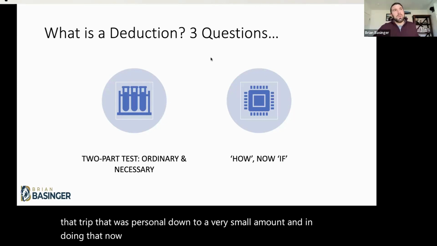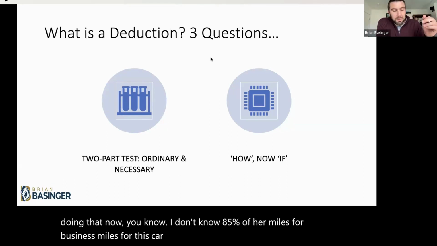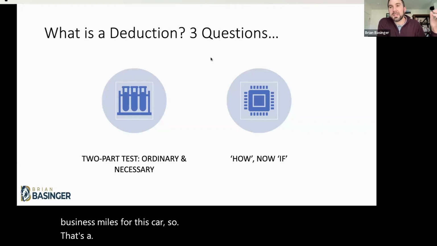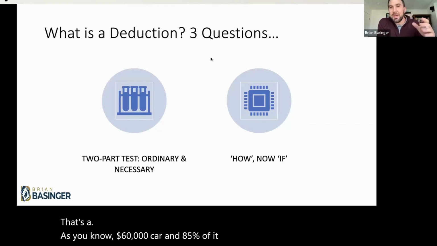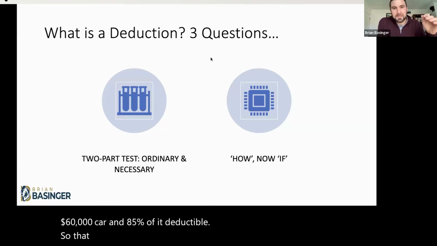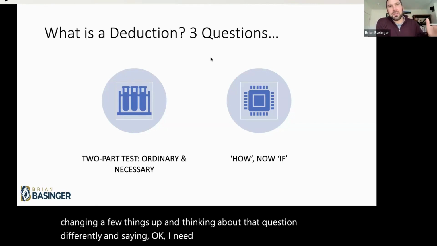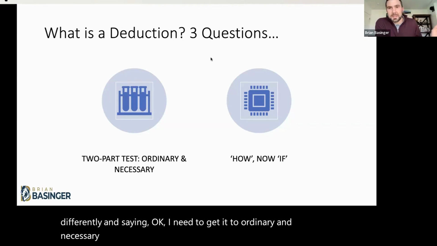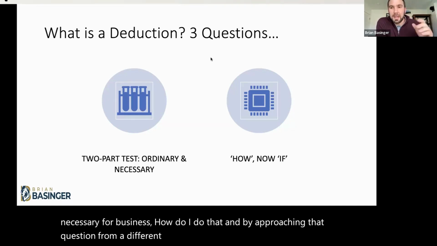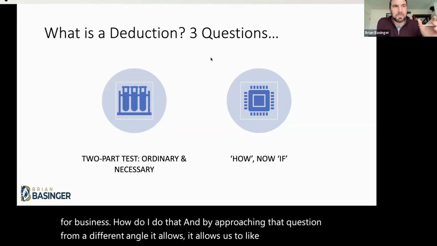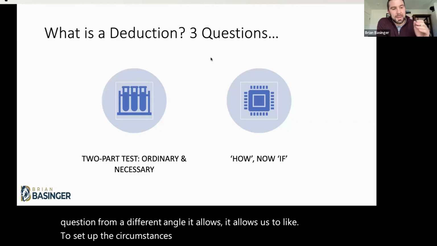And in doing that, now 85% of her miles were business miles for this car. So that's a $60,000 car and 85% of it deductible. Roughly a $50,000 deduction, pretty significant, just by changing a few things up and thinking about that question differently and saying, okay, I need to get it to ordinary and necessary for business. How do I do that? And by approaching that question from a different angle, it allows us to set up the circumstances in a way that enables the deduction to be legitimate.